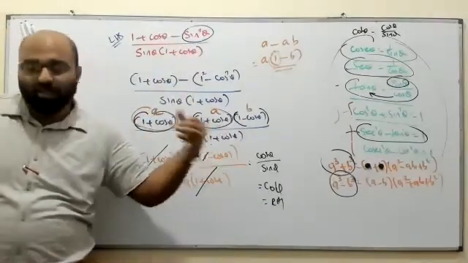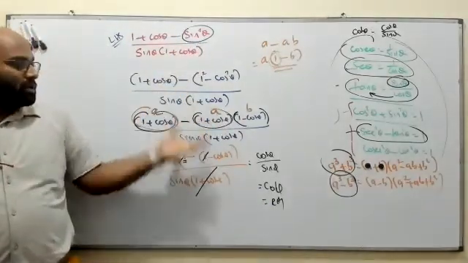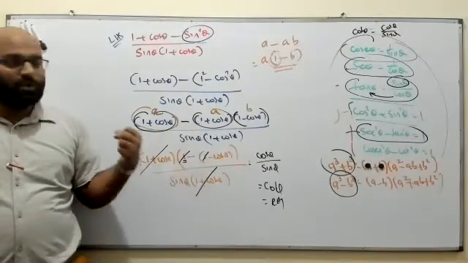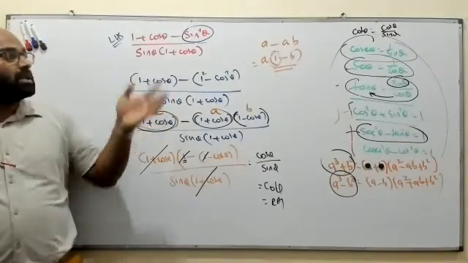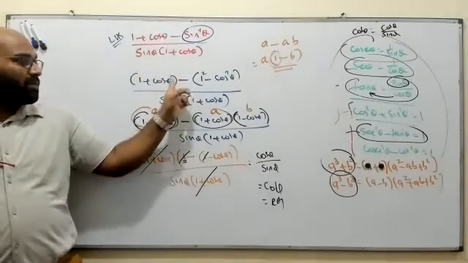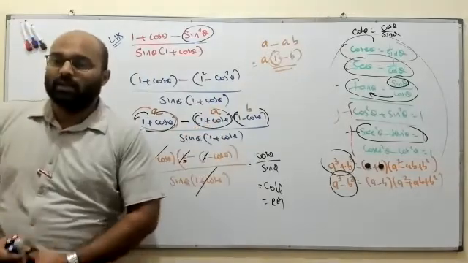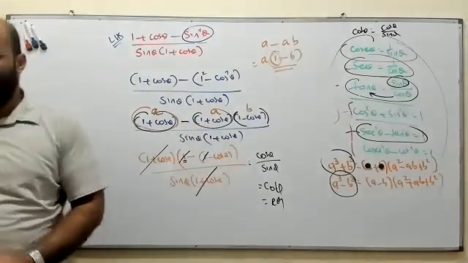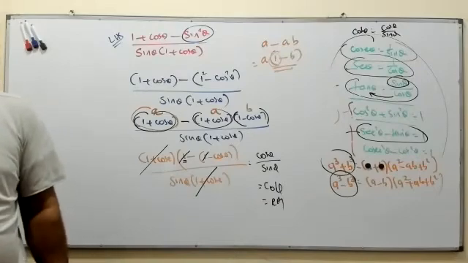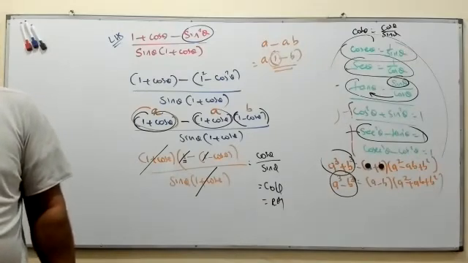Another method is also there, that we will think about later. You can reduce this many steps if you are that confident. From here itself, 1 plus cos theta you can cut, so directly reach here and write the answer. Okay, just go through it. I'm going to conclude by writing one more question.